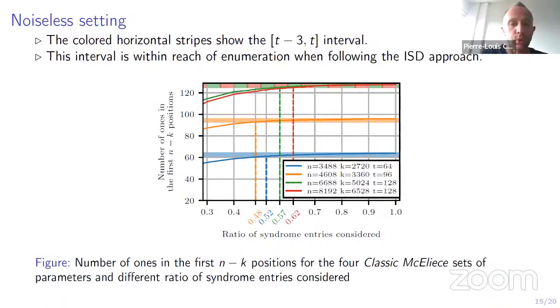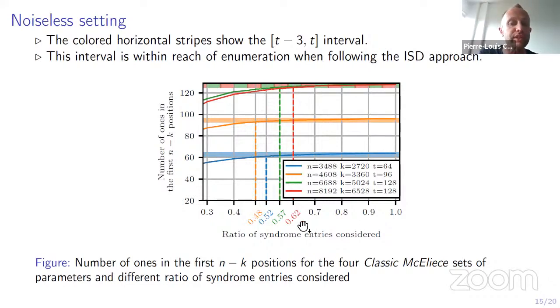So we have the ratio of syndrome entries considered, because in this case, we don't need to have all the rows of the matrices. We just need a smaller ratio, like for the red line, only 62% of the rows of the matrix to have a score which leads us to a number of ones in the first n minus k positions, which implies that the information set decoding algorithm will succeed.